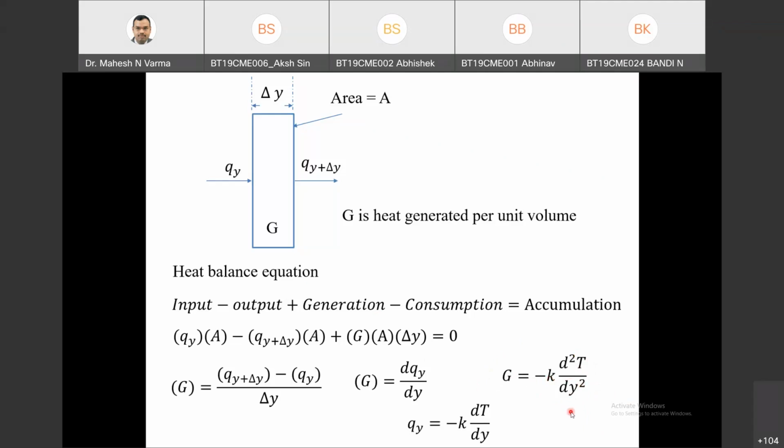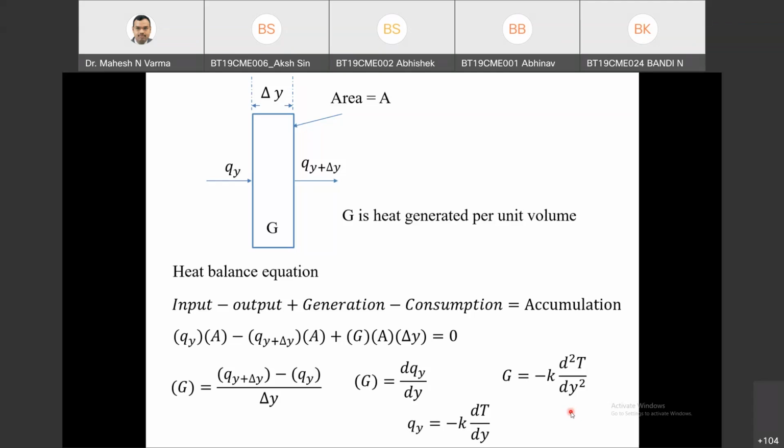Everybody is getting this heat generation per unit volume, and you have covered this in heat transfer. I'm very sure that you have covered this. Heat generation per unit volume equals minus k d2T by dy square.